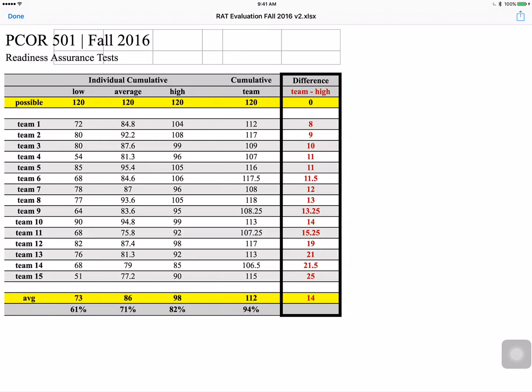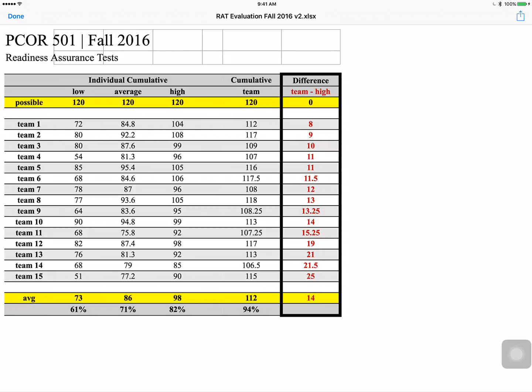The 4th column over is the cumulative team score, adding all the 7 scores for the TRATs. And if you look at the 5th column, you can see how much higher the TRAT was than the highest individual cumulative score. For team number 1 on this list, the cumulative team score was 112 and the high score was 104, so the difference is 8. Team minus high: the team scored 8 better than their best individual team member. And you'll notice that those numbers just keep getting wider and wider.